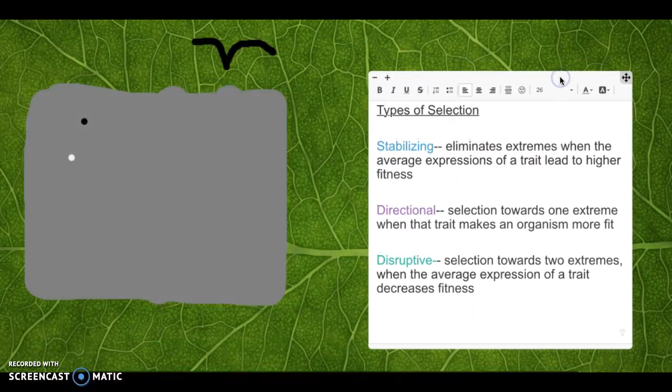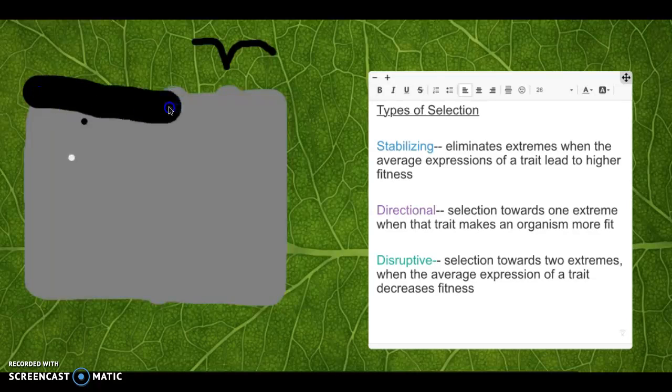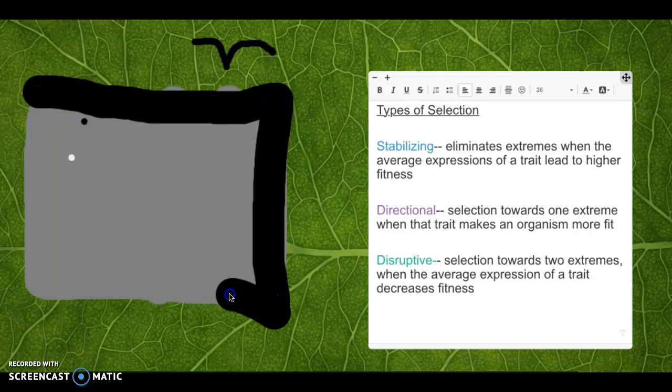Stabilizing. Got it done. All right, next we're going to have directional selection. This is where we have selection towards one extreme when that trait makes an organism more fit. Again, fitness, able to pass on their genes, reproduce. So for this example, we're going to say that the ecosystem, the habitat, is black. So I'm going to cover all this, make it black.